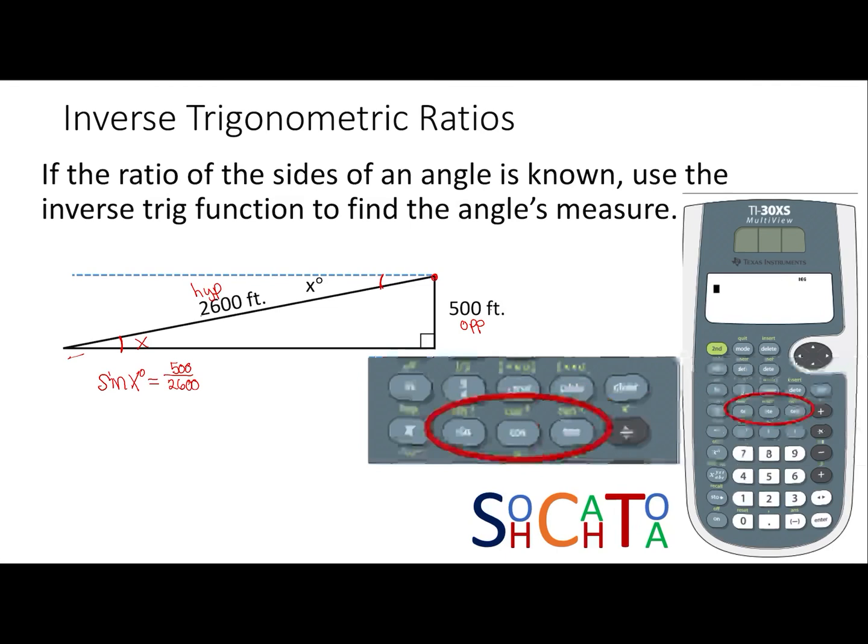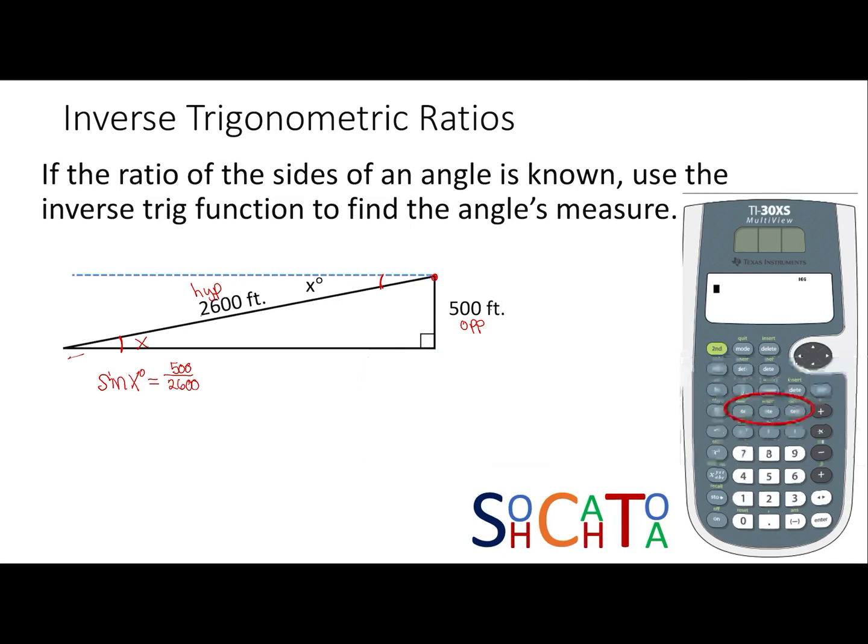That's what's called the inverse sine, inverse cosine, and inverse tangent, also known as the arc sine, arc cosine, and arc tangent. What it does for us is it tells us what angle has this ratio for its opposite over hypotenuse, adjacent over hypotenuse, or opposite over adjacent, as the case may be. So we're going to be using the second or the shift button on your calculator in order to get to that option that's above the sine, cosine, or tangent.